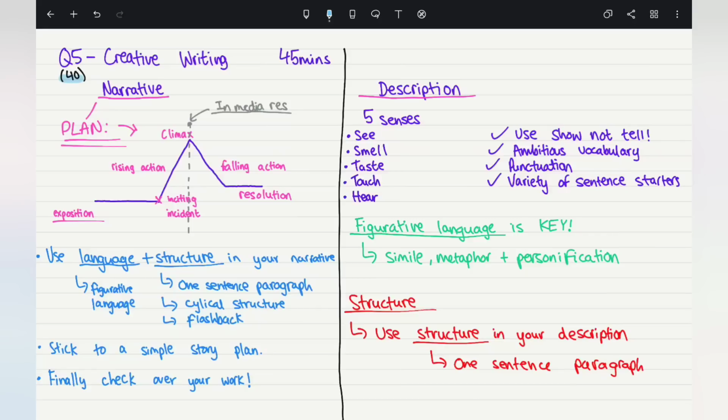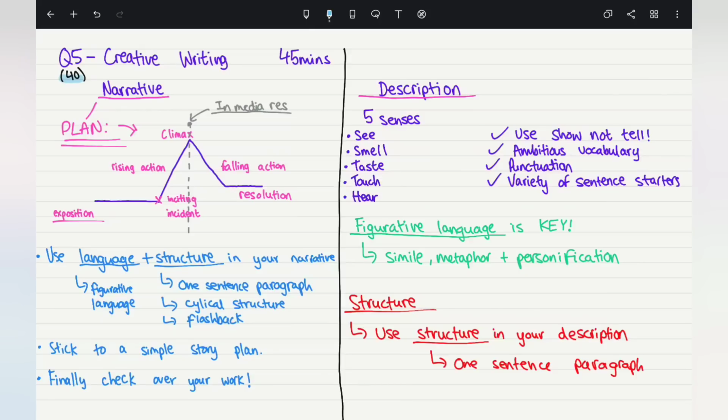So obviously that's where you have the rising action, which is the build-up. Then you have the climax, which is the most intense and exciting part of the story. And then you have the falling action, which is the after effects of the climax. And then you have the resolution, so the ending of the story. Now, if the exam board asks you to write the opening part of a story, you would probably start with the exposition and end your story at the climax, because you're purely just writing the opening.